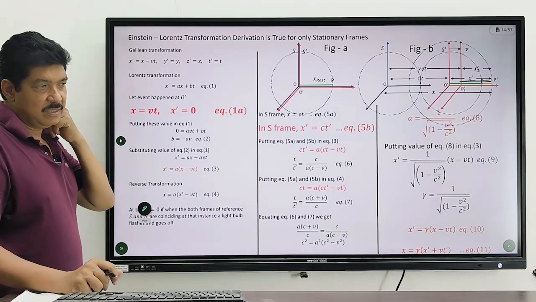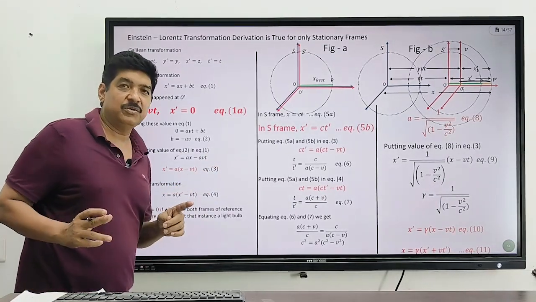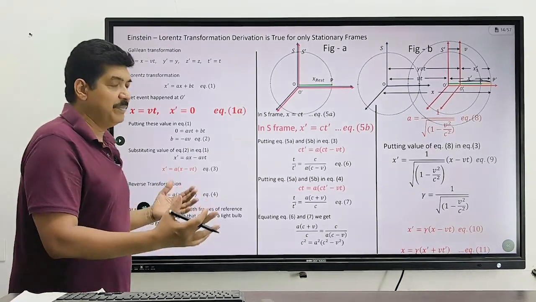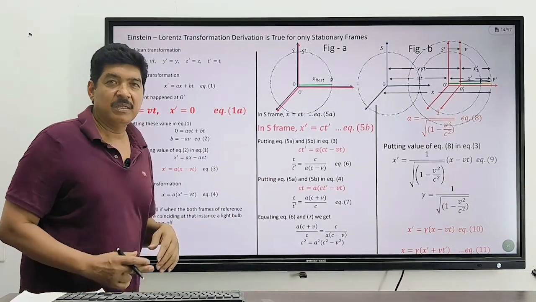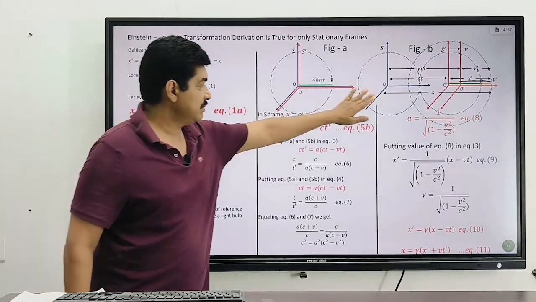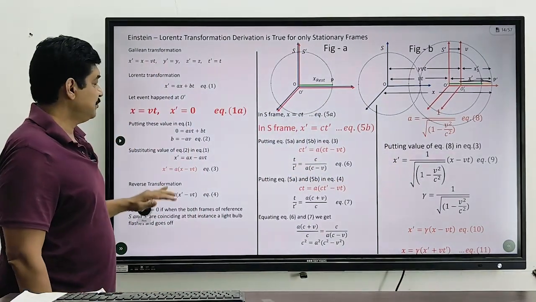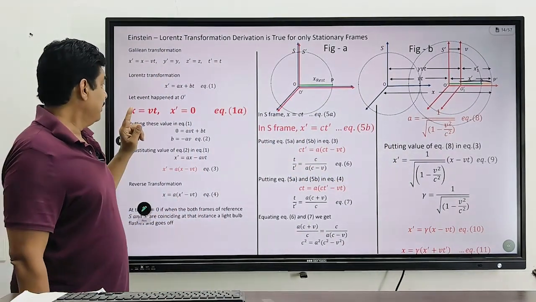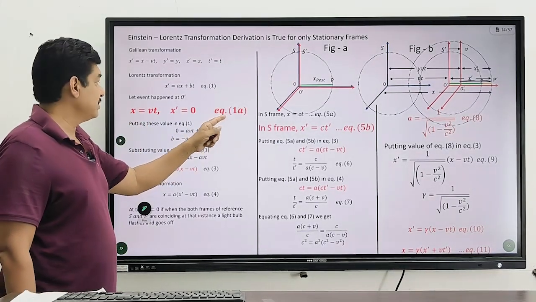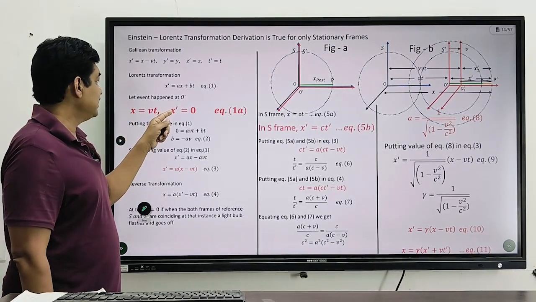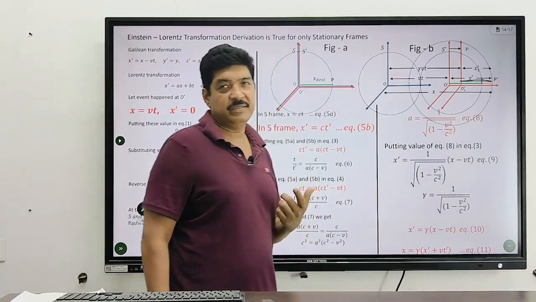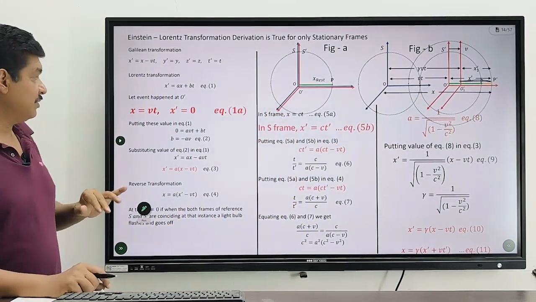Now in this derivation, I'll go part by part. First I'll show where the errors are. Then I'll go part by part, because it is a very big derivation, so I cannot do it on one slide. So let us see the first part, second part, third part. Right now, in the first part, the problem will be in this. When they assume x is equal to vt and x prime is equal to 0, there is an error. What is the error? I'll let you know.